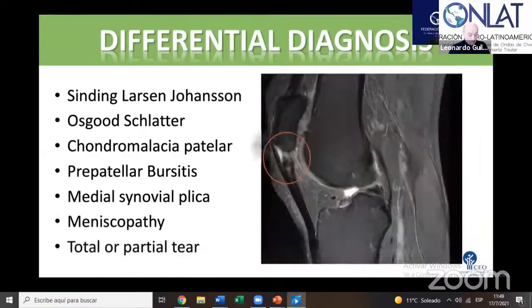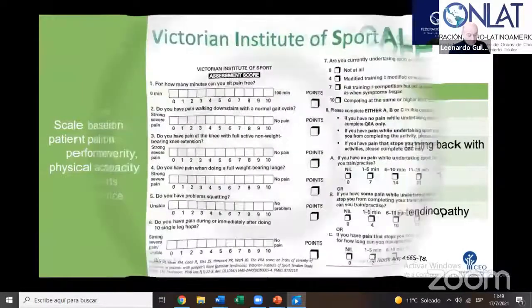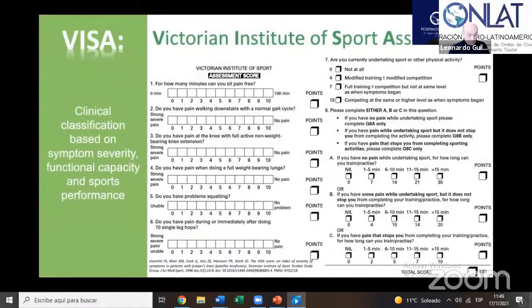We use the Plancher scale, which is based on the patient's pain when performing physical activities, and also the VISA scale, which allows us a clinical classification based on symptom severity, functional capacity, and sports performance.